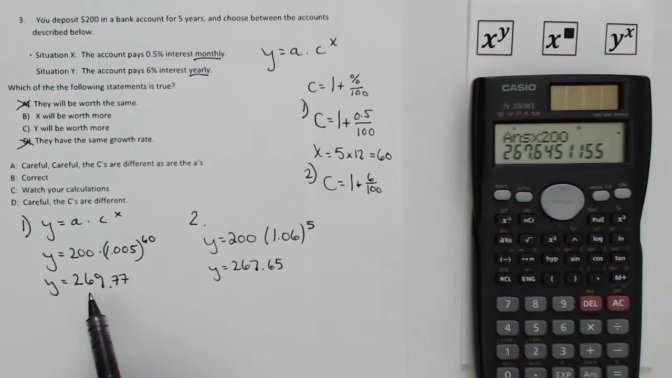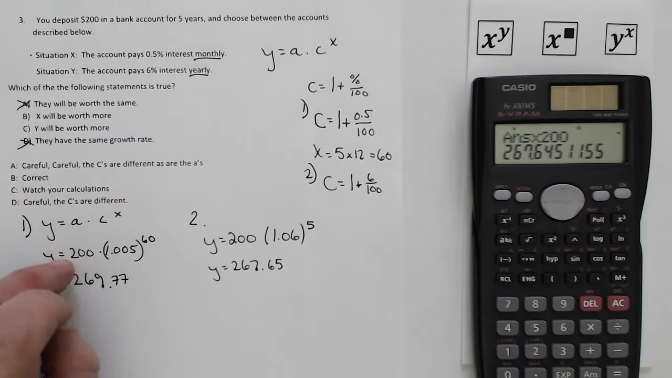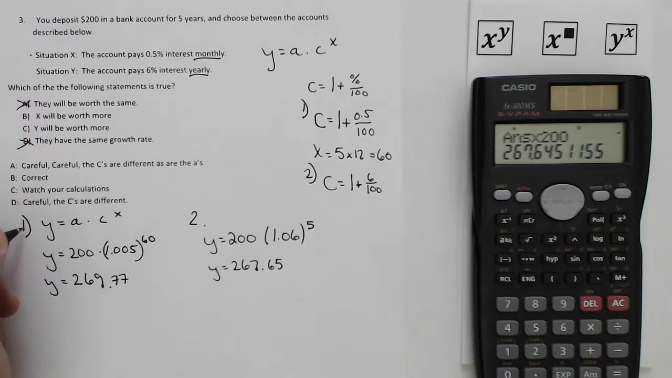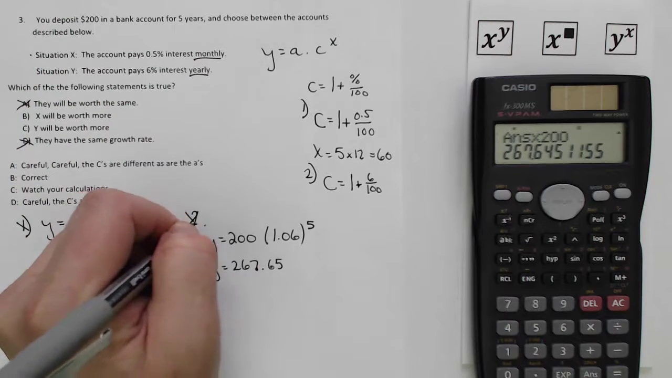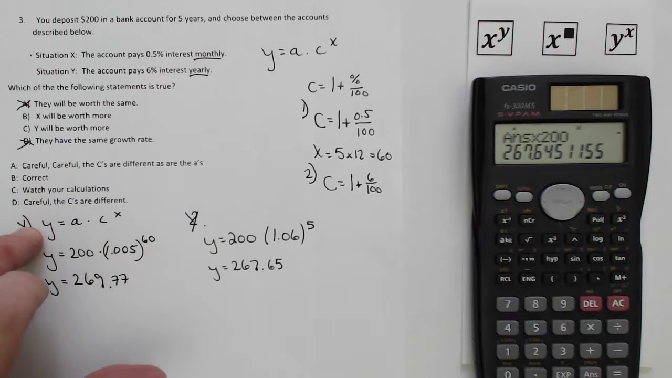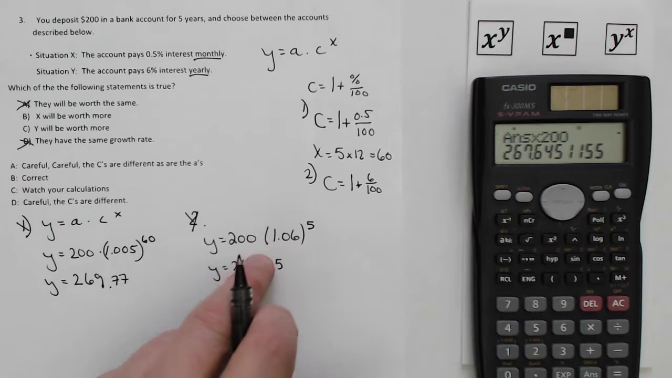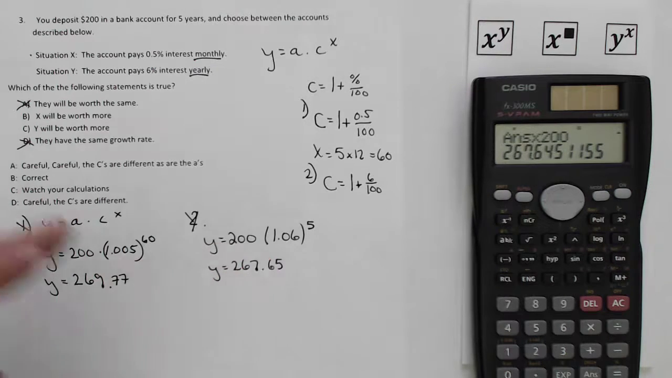Although they're very close to each other, you can see this one's worth a little under $2 more than this one. So you can get fooled by some of those options. The first function, or x, if I call that one x and that one y, this one will grow a little more than this one. So your answer is B.